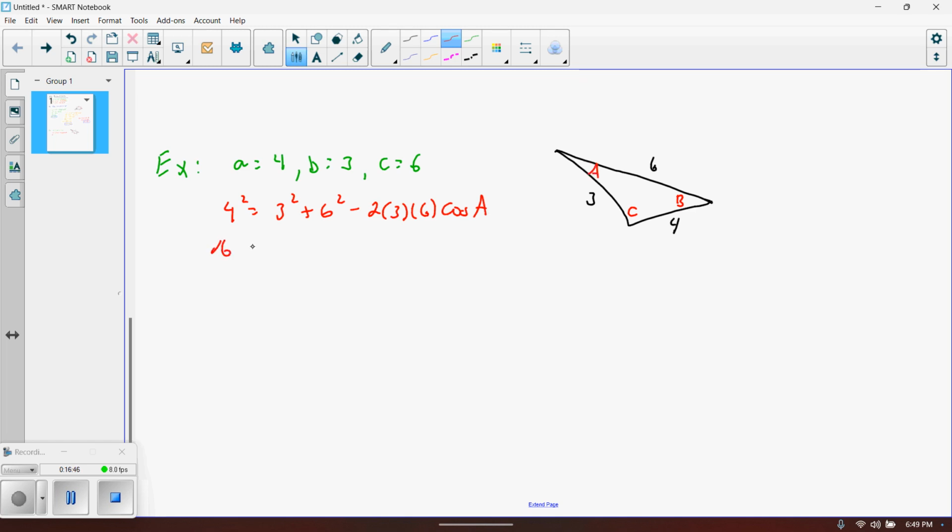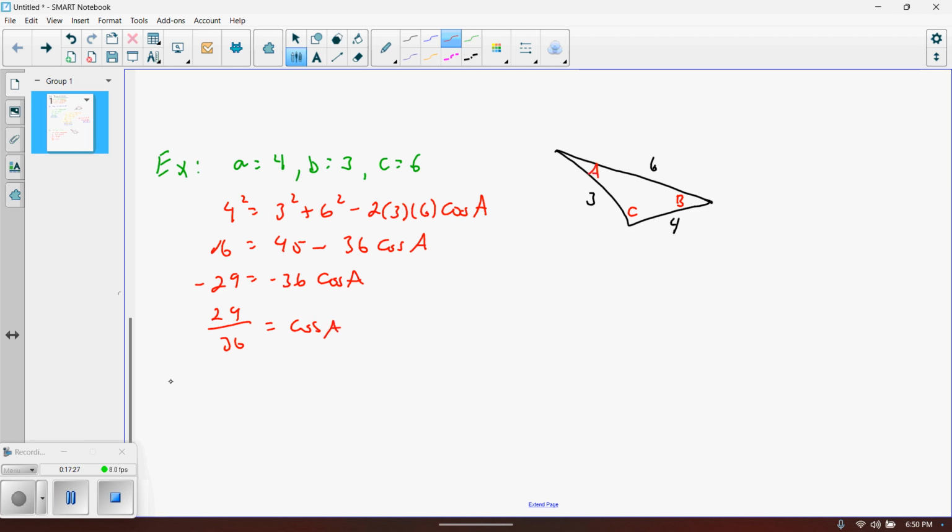So we're going to get 16 equals, let's see, 9 plus 36 is 45, minus 2 times 3 is 6, times another 6 is 36, cosine of A. So we'll subtract 45 on both sides, which should give us negative 29 equals negative 36 cosine of angle A. Divide both sides by negative 36, and you get 29 over 36 equals the cosine of angle A.